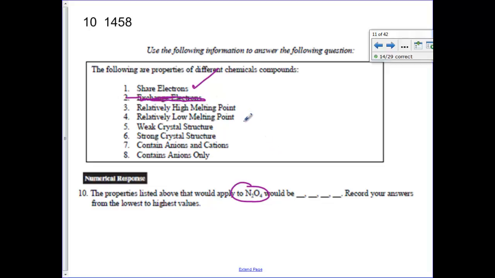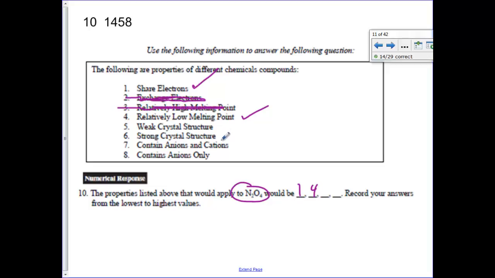How do you figure out melting points? If they're covalent or ionic. Ionic things have high melting points, which means they're usually solids. Molecular things have low melting points, which means they're usually gases or liquids. So this guy should have a low melting point because it's a molecular covalent thing. So 4. So it should have gone 1 then 4.